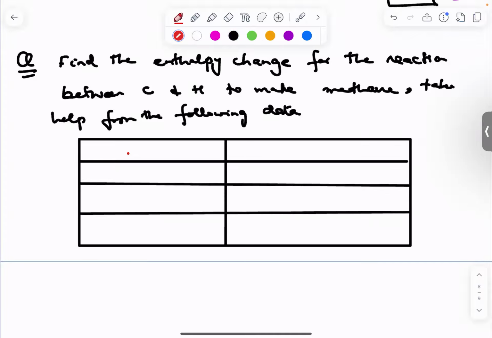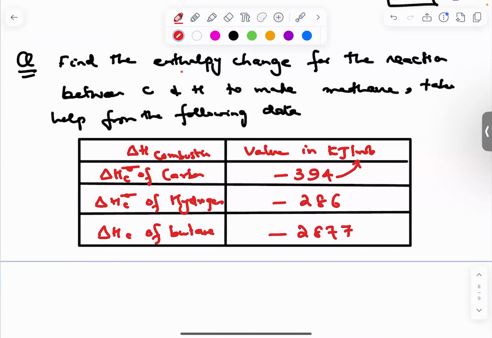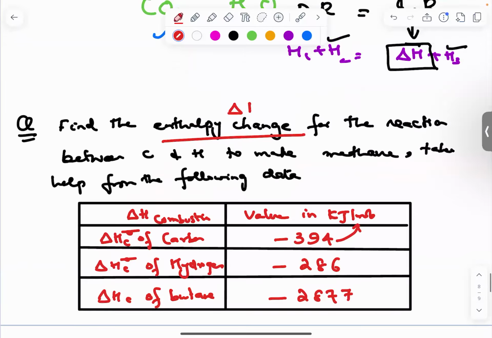All right, so the data is standard enthalpy change of combustions, and their value is given in kilojoule per mole. So this is delta HC of carbon, delta HC of hydrogen, delta HC of butane. The values are minus 394 kilojoule per mole. I have already written kilojoule per mole on the top, so I'm not going to write it every time. The standard enthalpy change of combustion of hydrogen is minus 286, and the standard enthalpy change of combustion of butane is minus 2877. You need to calculate the enthalpy change of the reaction, that is delta H.